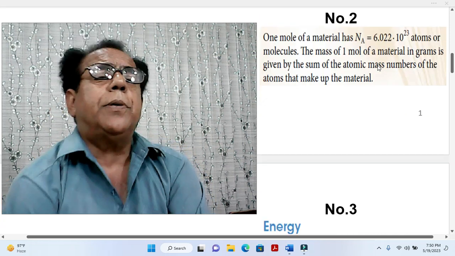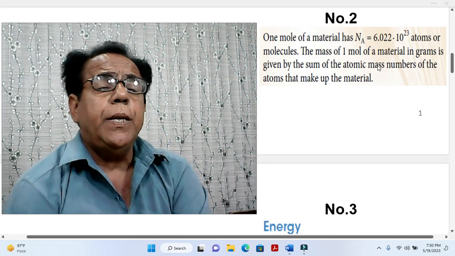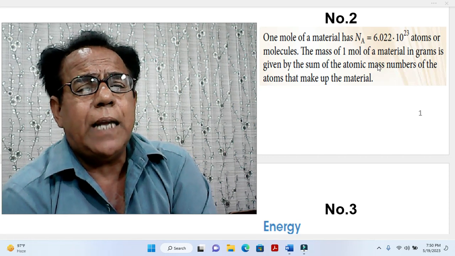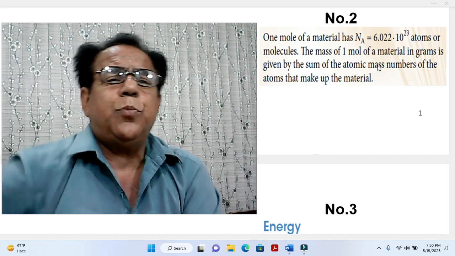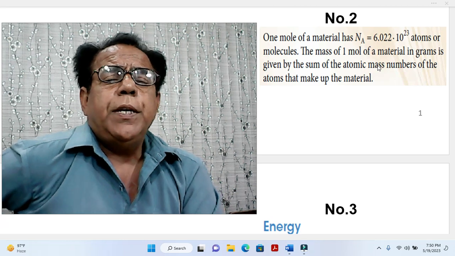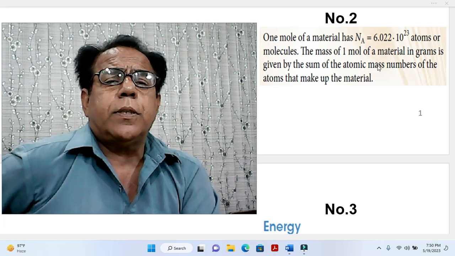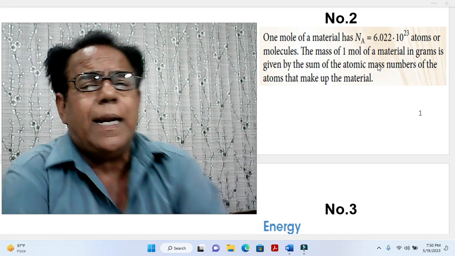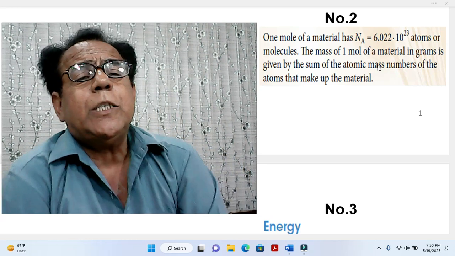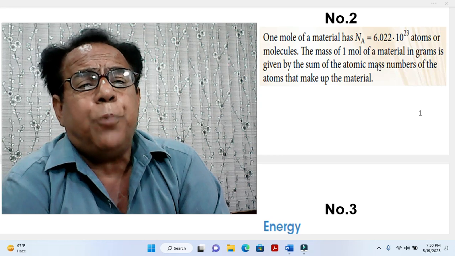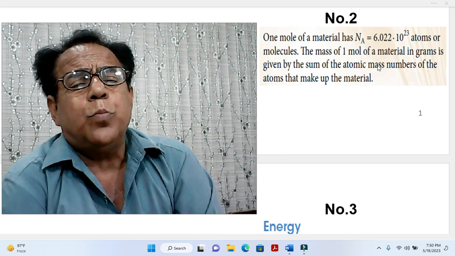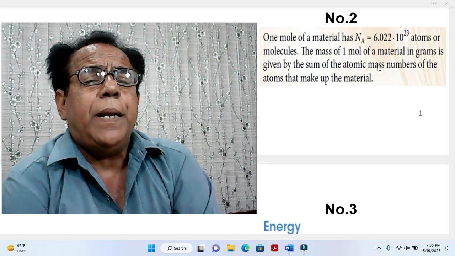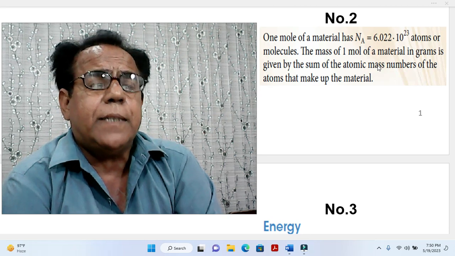Now tool number 2. 1 mole of a material has Avogadro's number Na equal to 6.022 into 10 to power 23 atoms. Here, dear students, it is important to point out that this is not 6.022 point 10 to power 23. Here the dot is used in place of the sign of multiplication.